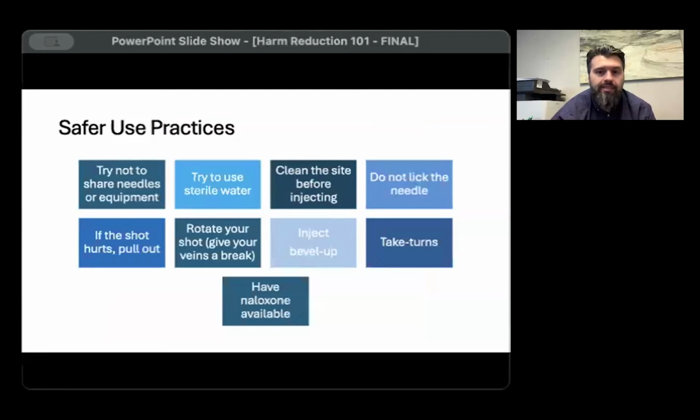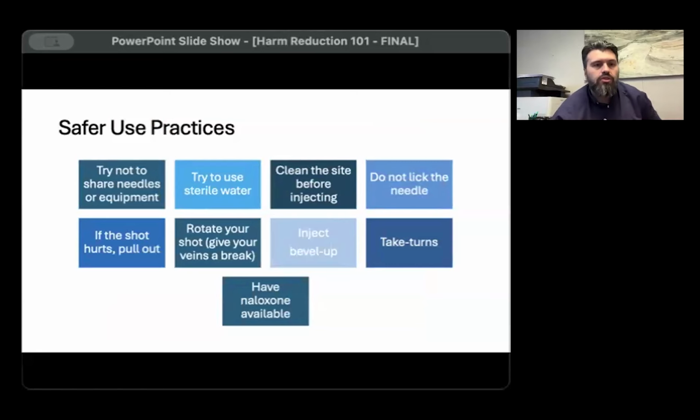All right. Next is safer use practices. These are, again, with IV substance use specifically, primarily. And again, I'm acknowledging this may be a little bit taboo for people, but these are just some examples of how to educate patients on safer IV substance use. So here are some things I mentioned. Try not to share needles or equipment. Try to use sterile water when preparing your shots. Clean your site if you're able to before injecting. Do not lick the needle before injecting.